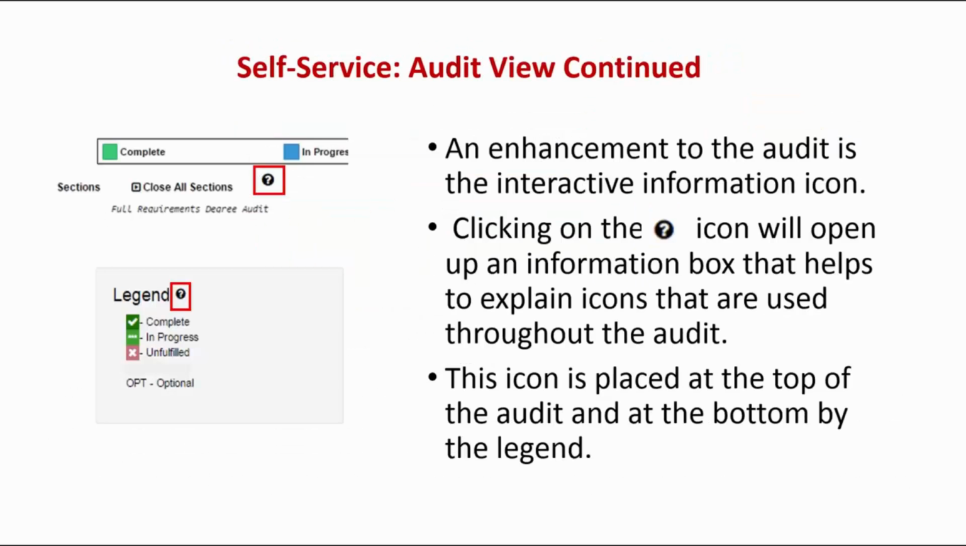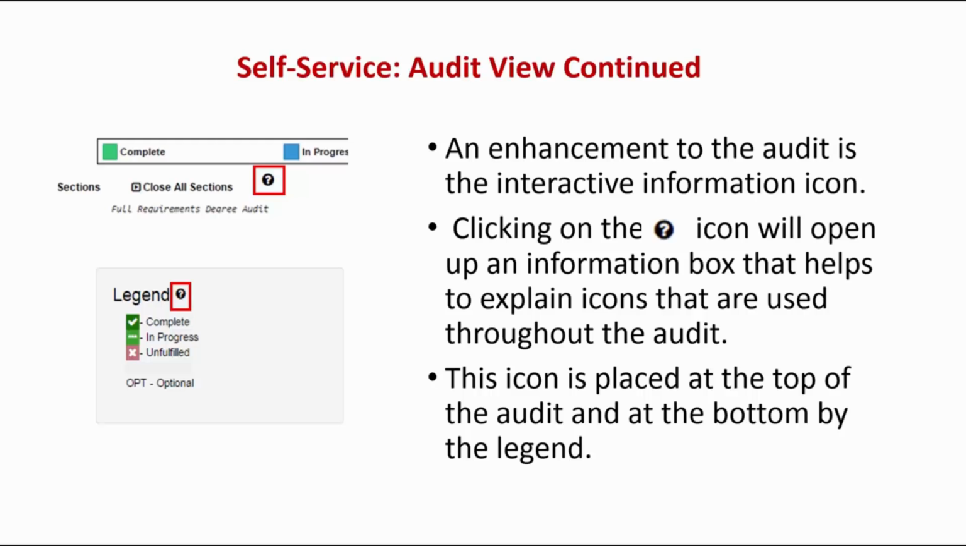An enhancement to the audits is the interactive information icon. Clicking on the question icon will open up the legend box that helps to explain the icons that are used throughout the audit. You can find this icon at the top of the audit and at the bottom of the legend. A red box with an X icon designates a requirement or a sub-requirement that has not been completed. A green box with a checkmark icon designates a requirement or sub-requirement that has been completed.